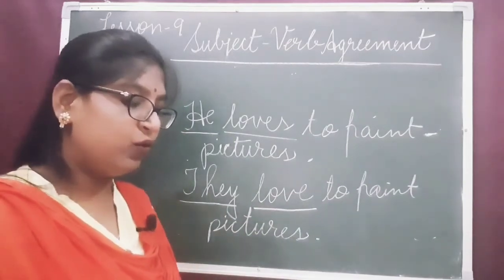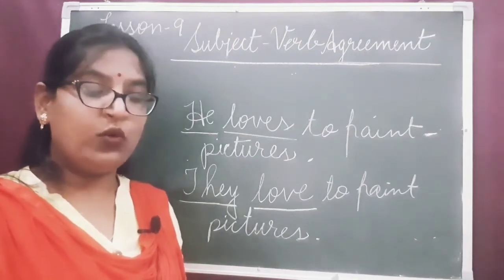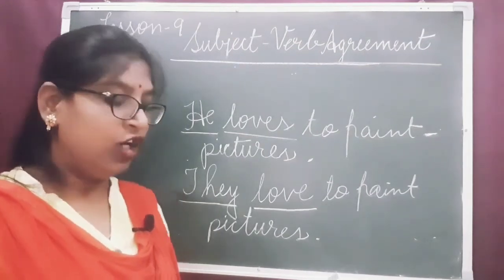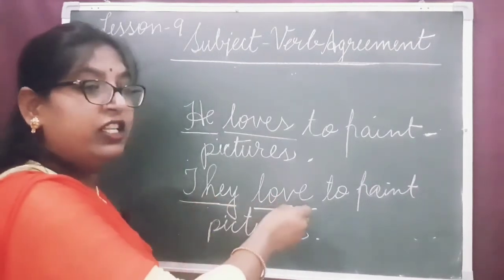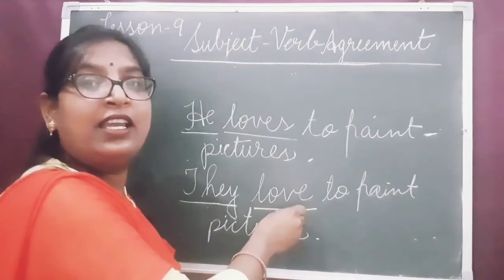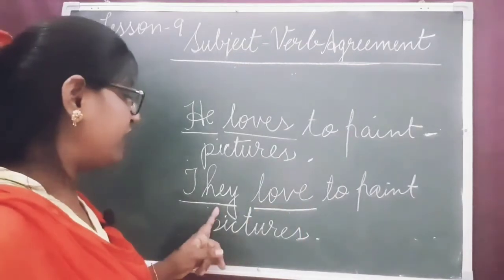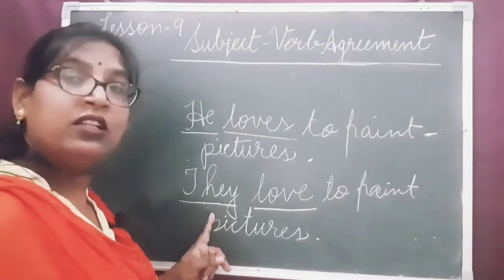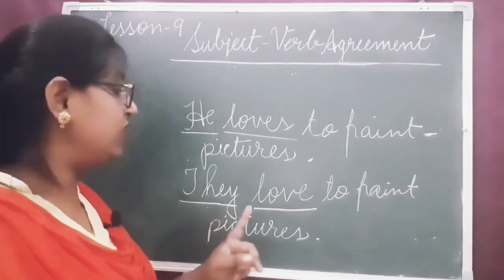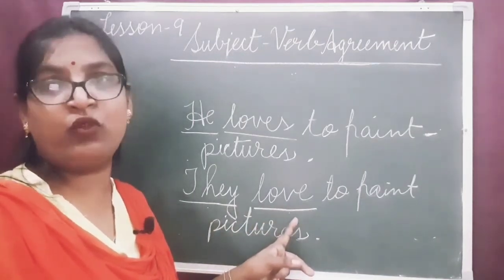Here, the plural form of the verb is used. With they, the verb also remains in its base form when the subject is plural. When the subject is plural, the verb remains in its base form. Dear children, here they is plural in number and it is a third person pronoun. So the verb is used in its base form.